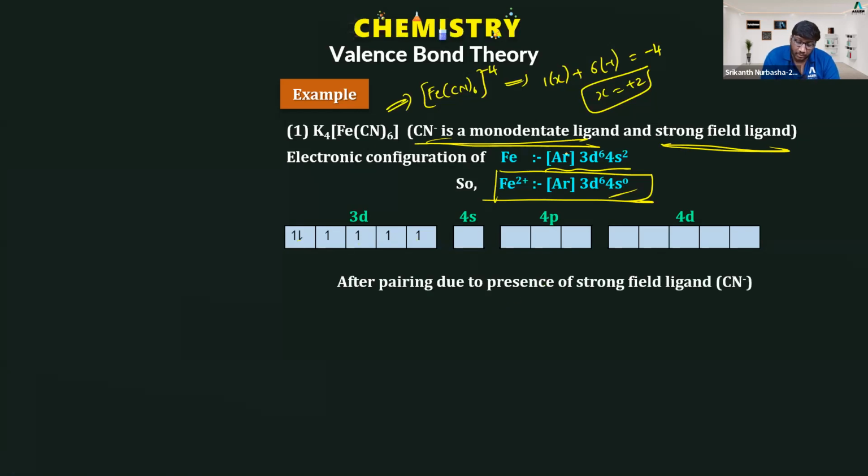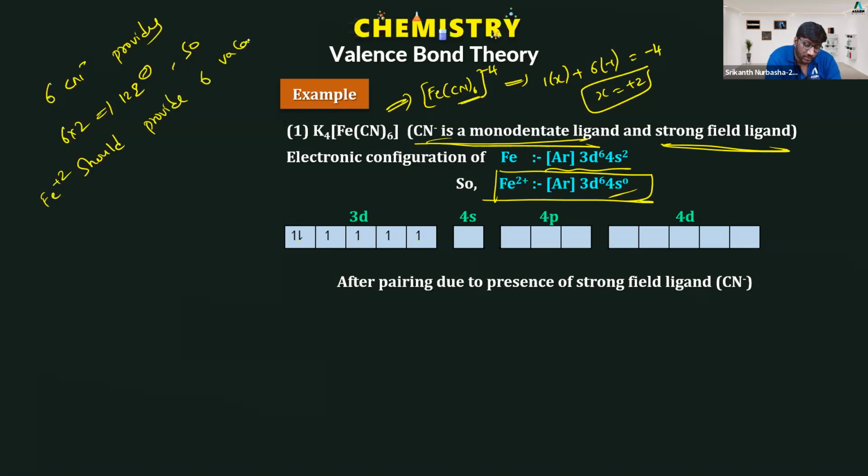So now what will happen? We have how many ligands? 6 ligands are there. 6 CN minus provide 6 into 2, 12 electrons. So Fe plus 2 should provide 6 vacant orbitals to accommodate 12 electrons. What are those vacant orbitals? It can be 4s, 4p, 4d, or 3d, 4s and 4p.